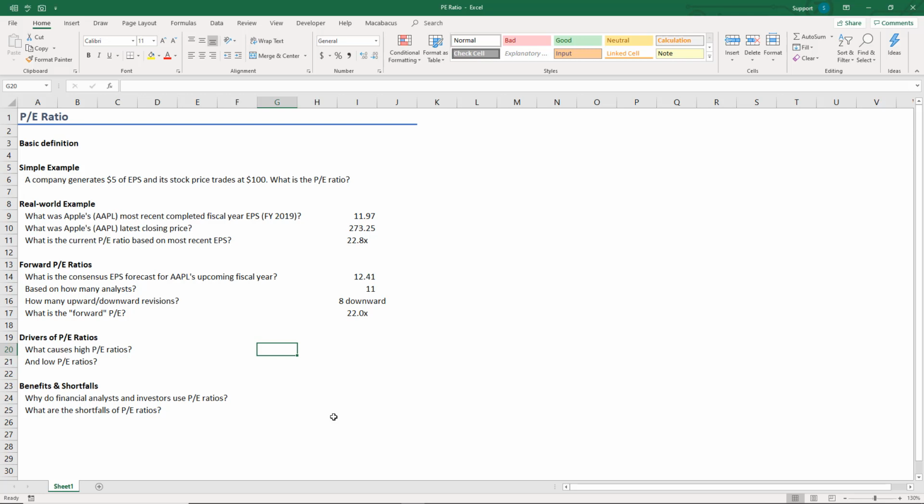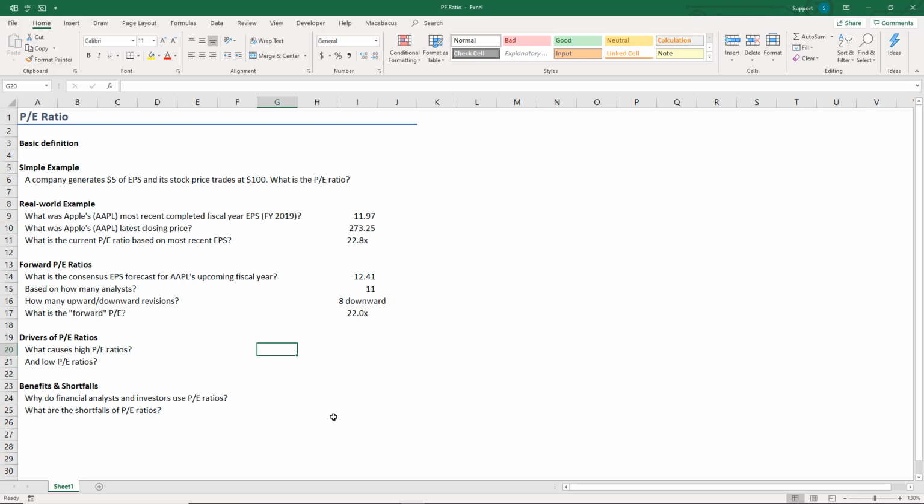Let's discuss the benefits and shortfalls of price to earnings ratios. So first, why do financial analysts and investors use PE ratios? Well, they use PE ratios because it's very easy to calculate and easy to compare across companies. You might say, well, this company trades at 18 and that company trades at 15. So the company that trades at 15 looks cheaper because I think it's going to grow just as fast. So I think that could be a buy. It's very easy to compare and calculate. So it's convenient for investors.